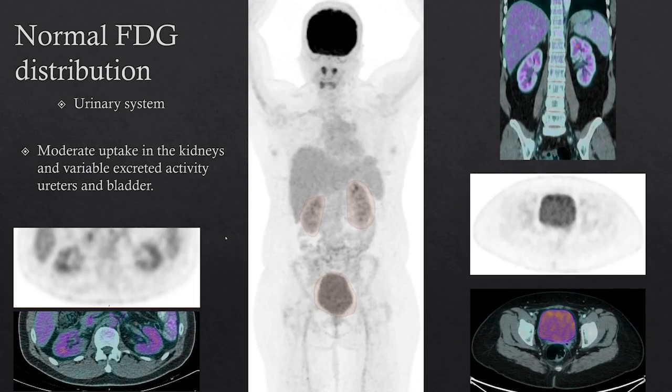In the urinary system, it would depend upon how well hydrated your patient is. If you see something like this, it is pretty good. You're seeing some uptake in the kidneys. You're seeing almost no excreted tracer in the ureters or urethra. You see some activity in the bladder. This is pretty good. You can see the walls nicely once it's windowed.